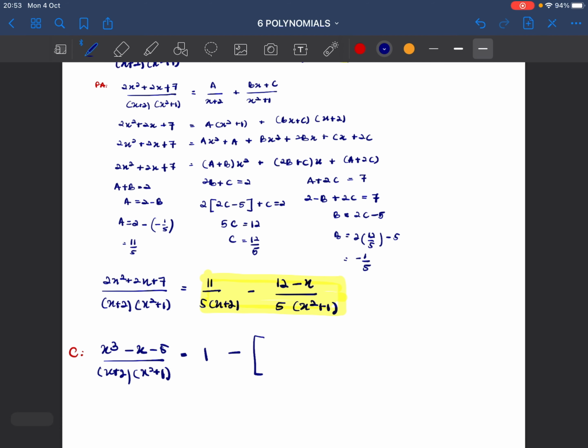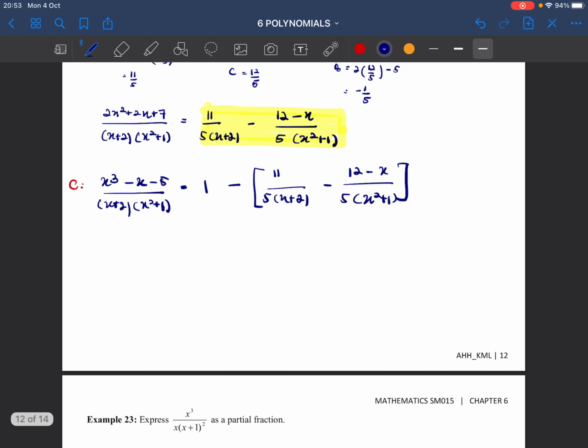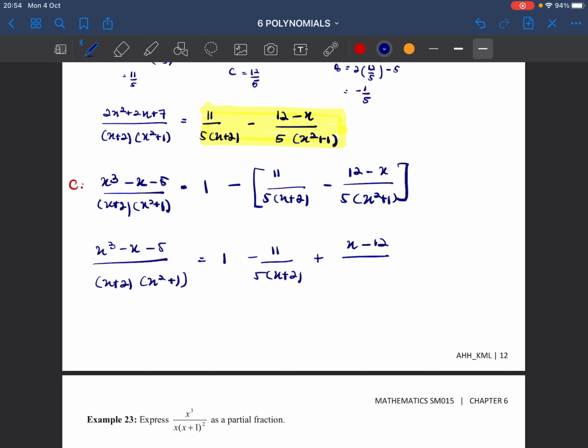So big bracket, 11 over 5(x plus 2) minus (12 minus x) over 5(x square plus 1). Okay, write it neatly. (X cube minus x minus 5) over (x plus 2)(x square plus 1) equals 1 minus 11 over 5(x plus 2) plus (x plus 12) over 5(x square plus 1), and that will be your final answer for the partial decomposition of the improper fraction.